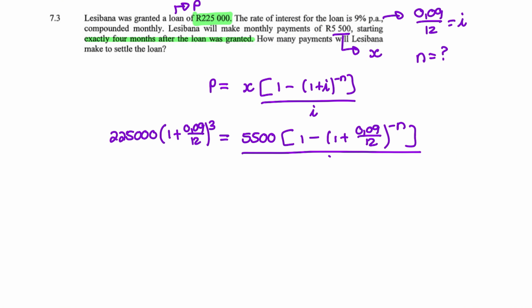Over 0.09 divided by 12. Also notice on the left-hand side, I'm taking the interest rate and I'm dividing that by 12 because I'm compounding monthly. But I'm only raising it to the power of 3 because I missed 3 payments.